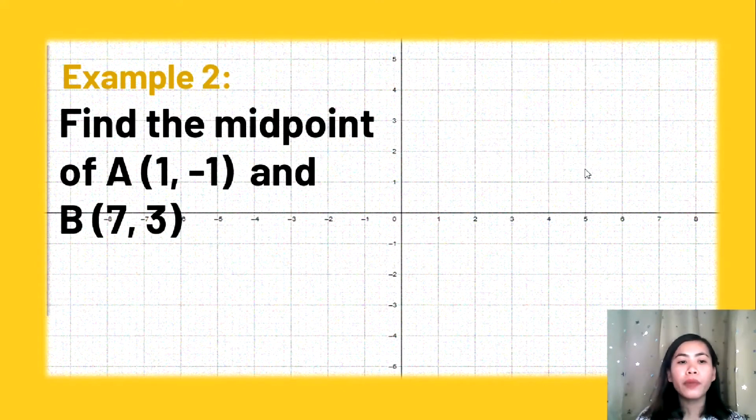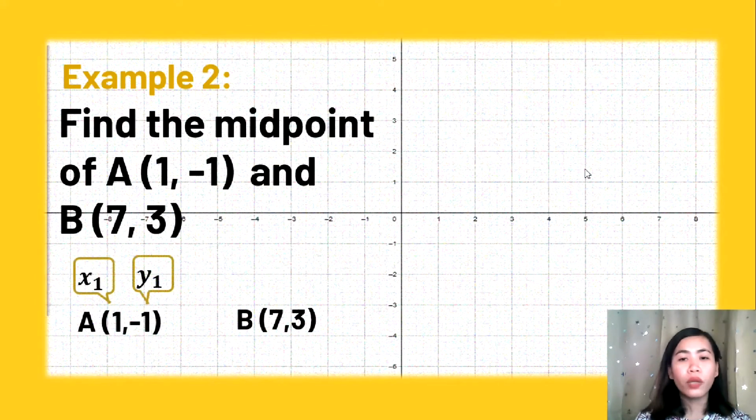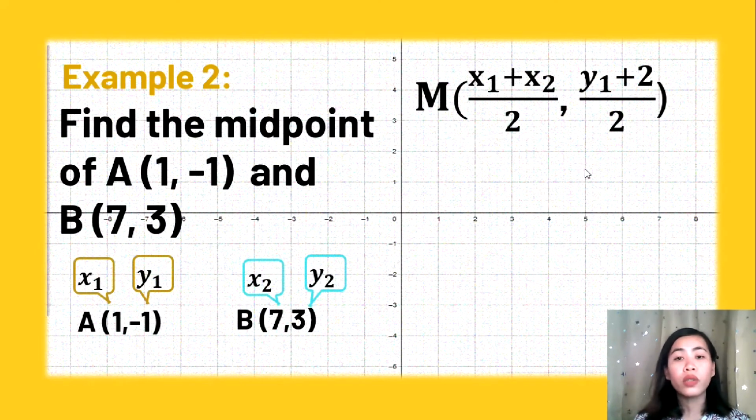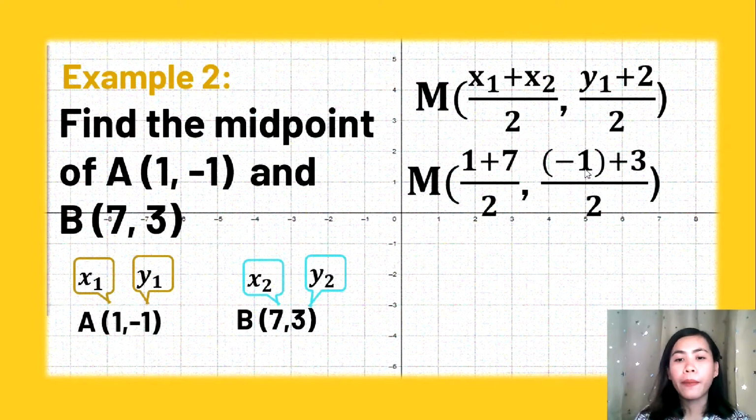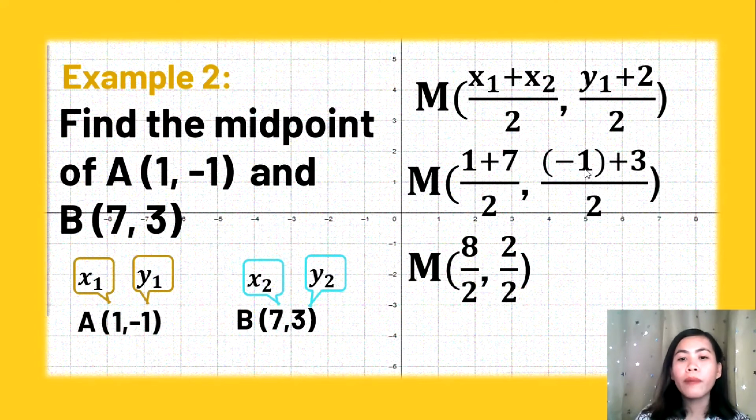Example 2, find the midpoint of point A, 1, negative 1, and point B, 7, 3. Again, ilagay na natin ang ating x sub 1, y sub 1, x sub 2, and y sub 2. Then, using the midpoint formula, we have the coordinates of point M: 1 plus 7 over 2 for our x value, and for our y value, negative 1 plus 3 over 2. Simplifying, we have 1 plus 7 is 8 over 2, and negative 1 plus 3 is 2 over 2. So, we have the final answer, the coordinates of point M are 4, 1.